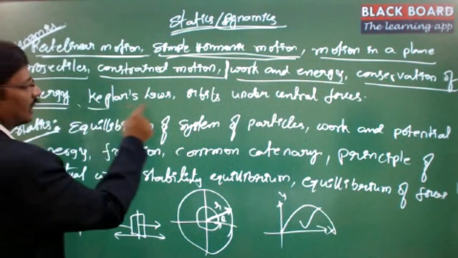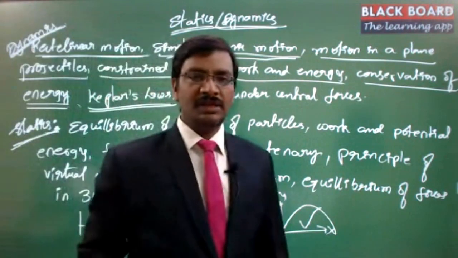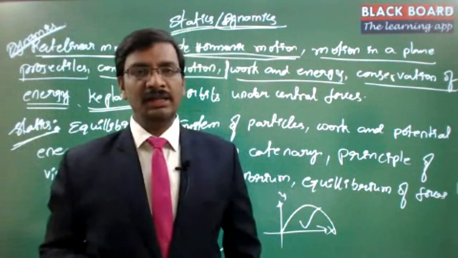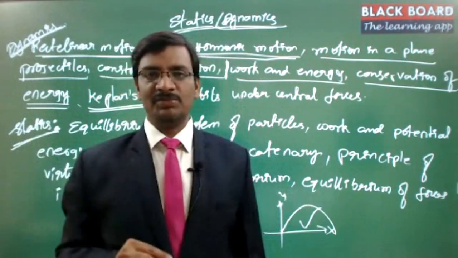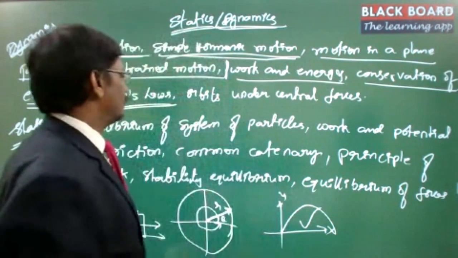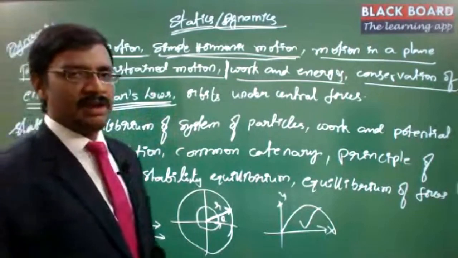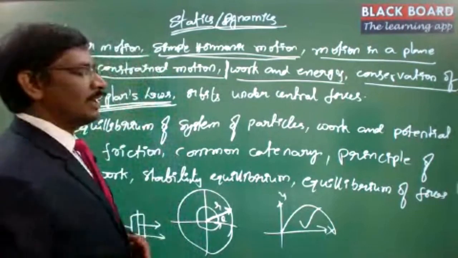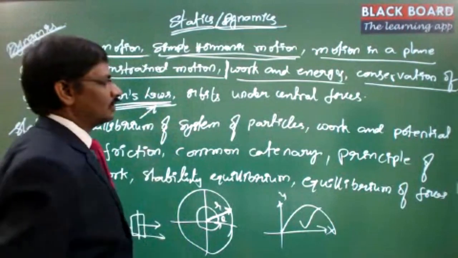And then Kepler's laws. This is also a kind of planar motion. If the particle is rotated in an elliptical path, then everything is analyzed with the help of Kepler's laws. There are 3 different Kepler's laws that are going to be discussed down the line, and they will judge the motion of the planet. Every planet, how it will be rotated, is based on these Kepler's laws. So this we are going to study.